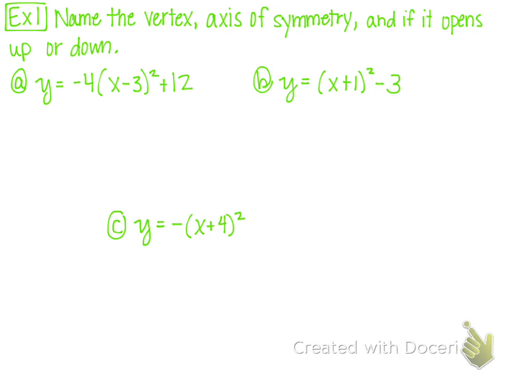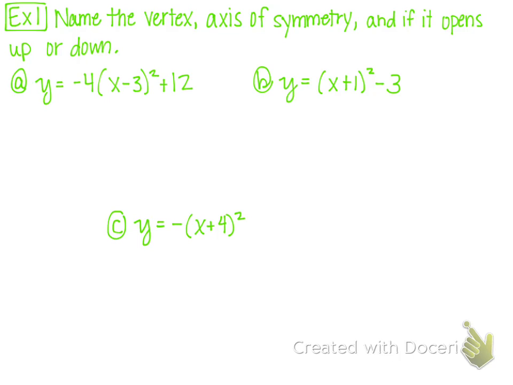Okay, moving on to our first example. It says name the vertex, axis of symmetry, and if it opens up or down. So we're just going to be using what we talked about on the previous slide. We want to pull out the vertex, the axis of symmetry, which we're going to get from the vertex, and if it opens up or down. That's where we look at our a value.